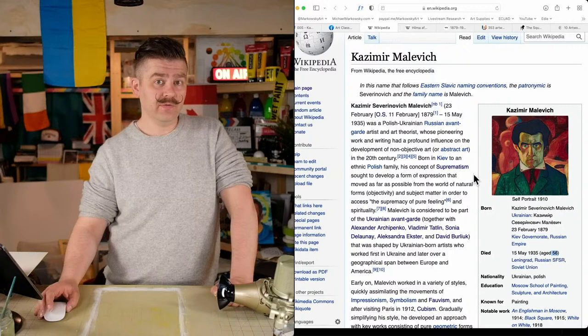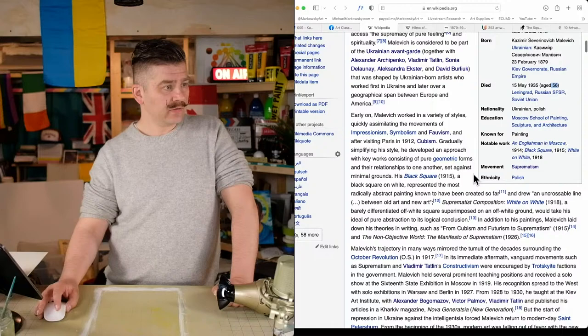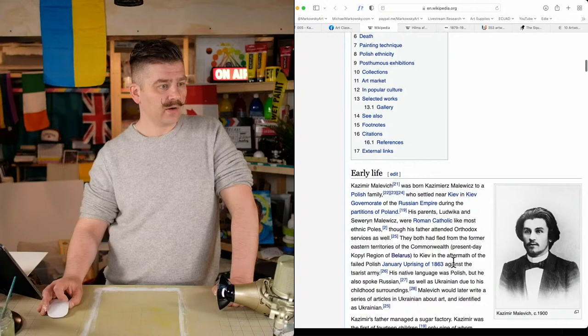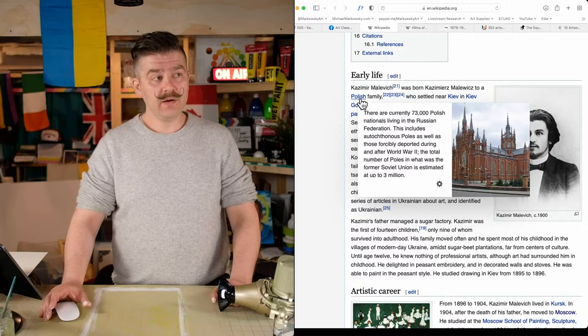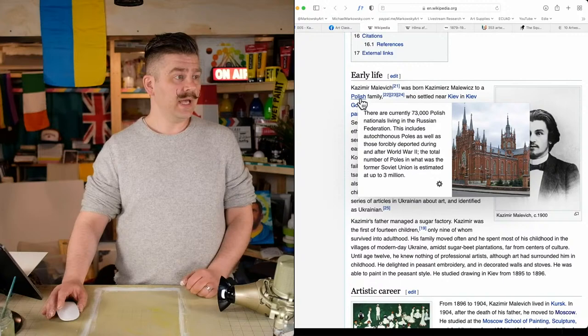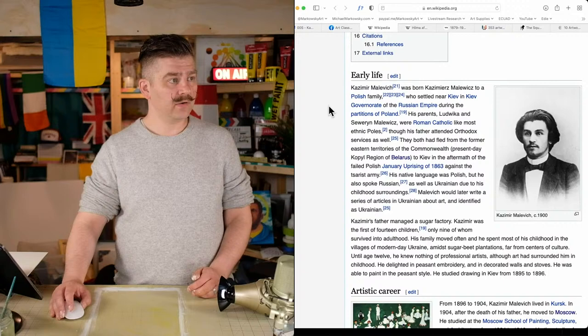So let's scroll down here. We'll get into a bunch of this. Let's go just to his biography. Malevich was born in Kyiv, which is the capital of Ukraine. Back then, however, Kyiv was part of Russia, or the Russian Federation, as it was known, or the Russian Empire, sorry.